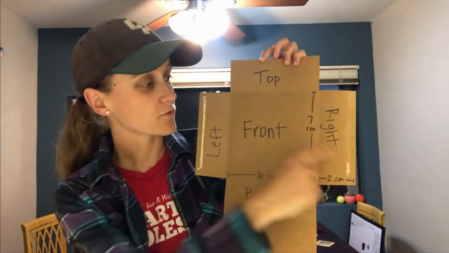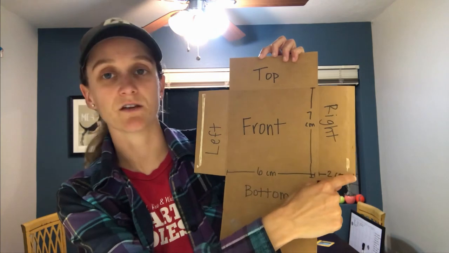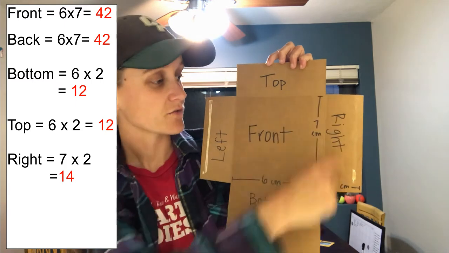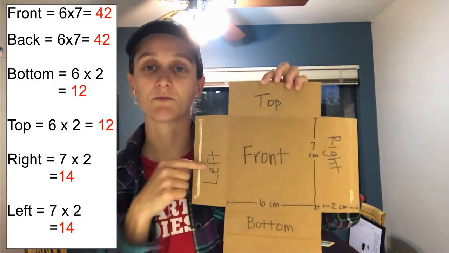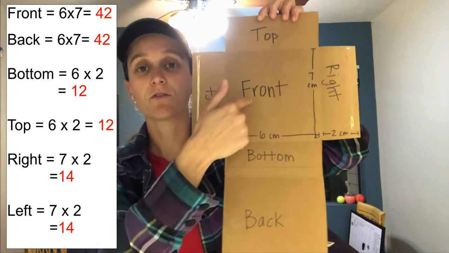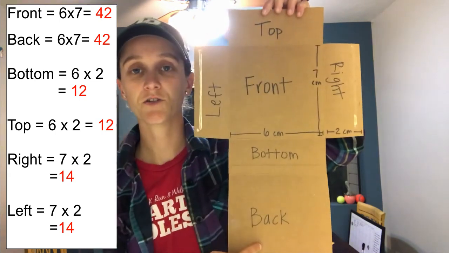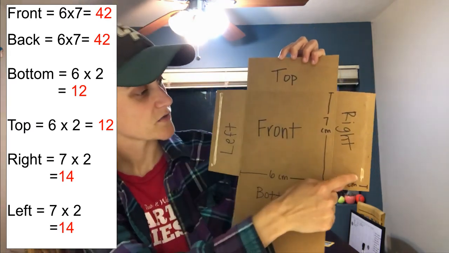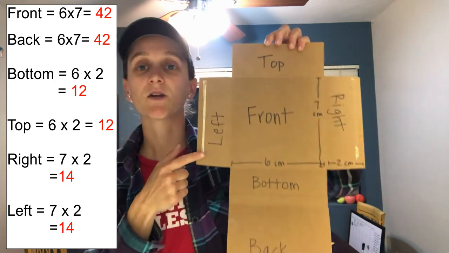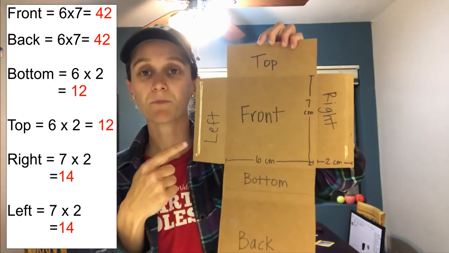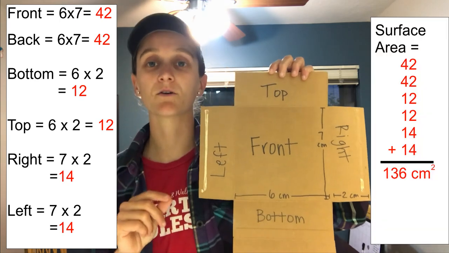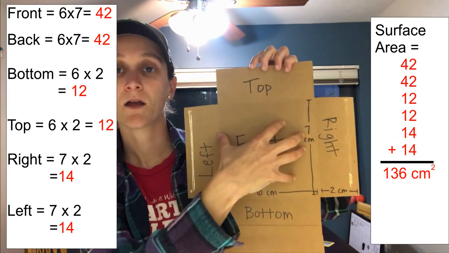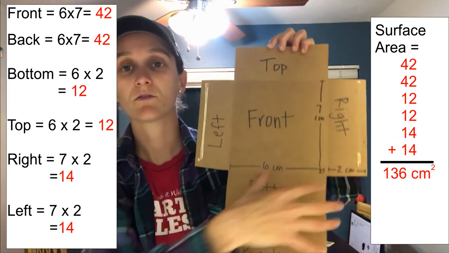Okay, and then for the right side, it's 7 centimeters by 2 centimeters, sorry. So 7 times 2 is 14. So 14 for the right, 14 for the left because they're the same size. So I just found out the area of the front was 42. The back is 42, the top is 12, the bottom is 12, the right is 14, the left is 14. So what I need to do is add those 6 numbers together, and that's going to give me my total surface area. Because remember, surface area is the area of just all the sides. So if you can find the area of one shape, you can find surface area, because you're just doing it for all the different sides.